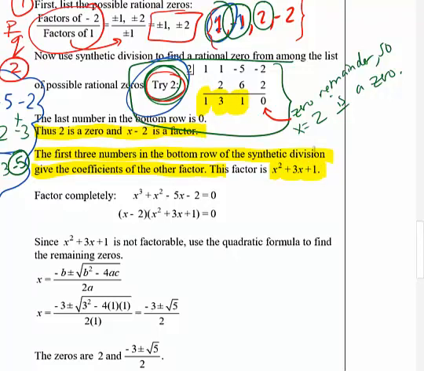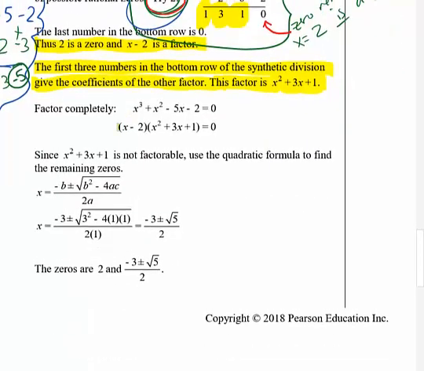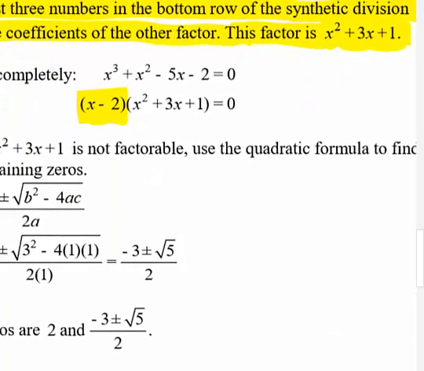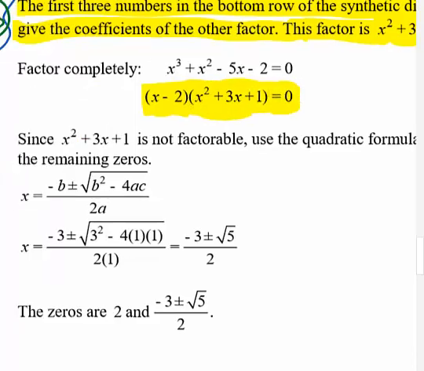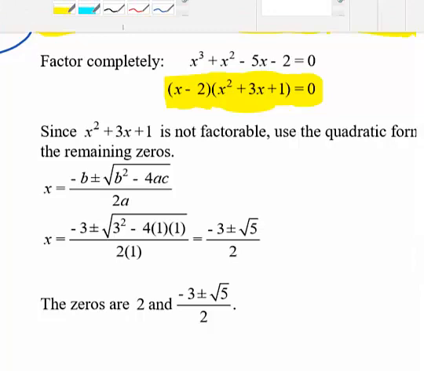And 1 corresponds to the constant term. Remember, the 0 below the synthetic division bar just represents the remainder, so that has nothing to do with the other factor. Since x equals 2 is a 0, that means x minus 2 is a factor. That's why we have that here. And the rest comes from x squared plus 3x plus 1 equals 0. So now what I want to do is solve this.